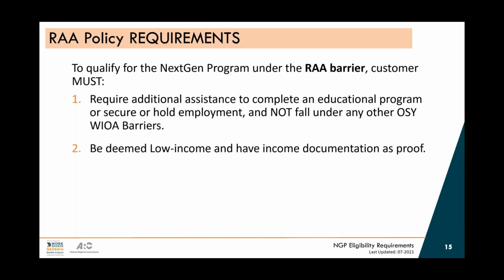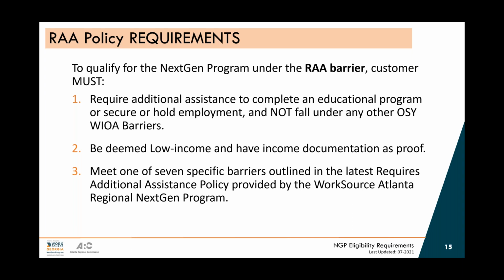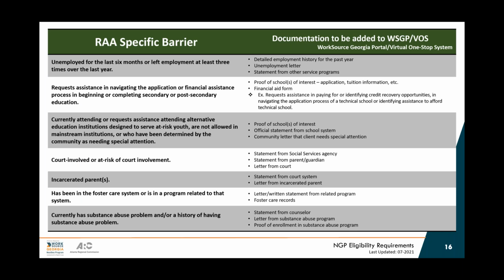You also must be deemed low income and have income documentation proof. And then you must meet one of the 7 specific barriers outlined in the latest requires additional assistance policy that we provide. Here are the barriers that are under our current policy. You can be unemployed for the last 6 months or left employment at least 3 times over the last year. I remember mentioning that being a possibility in the last couple of sessions. We had an example of someone who had gone through 3 different jobs within the year, but they didn't qualify because they were still in school.